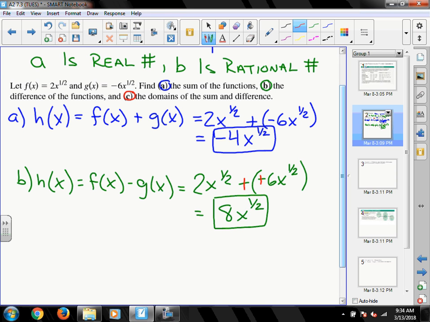We can't take the square root of a negative number and stay in the real number system. So how we're going to say that is we're going to say that the domain is going to be any number we want, except it has to be greater than or equal to 0. If I go below 0, now I'm taking the square root of a negative number.